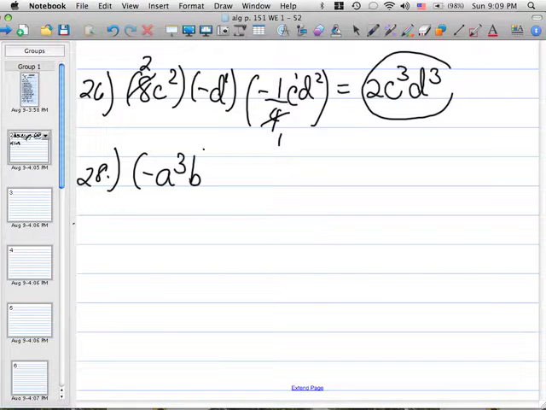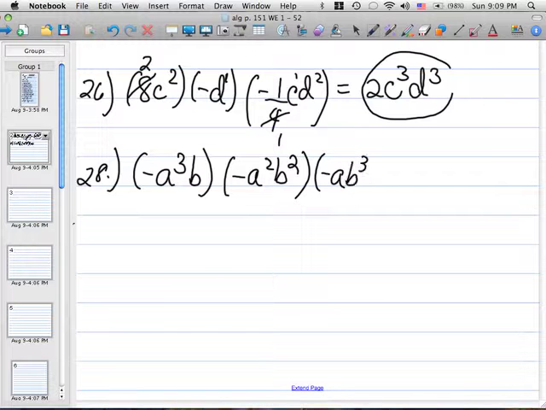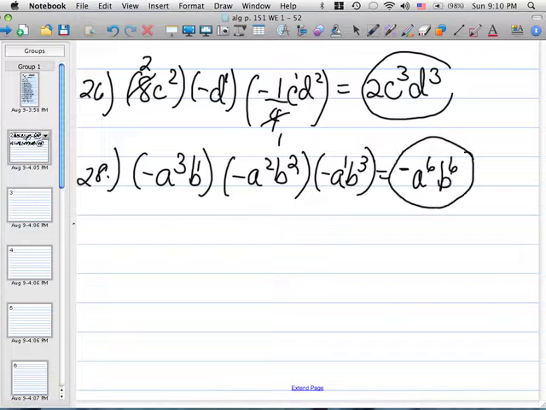28, you have negative a cubed b times negative a squared b squared times negative ab cubed. I have 1, 2, 3 negatives. That's going to be a negative. A, 3 plus 2 plus 1 is a to the 6th. B, 1 plus 2 plus 3 is b to the 6th. So it's negative a to the 6th, b to the 6th.